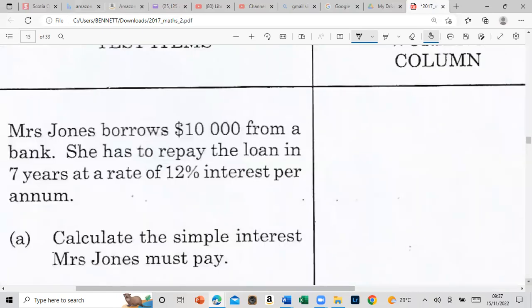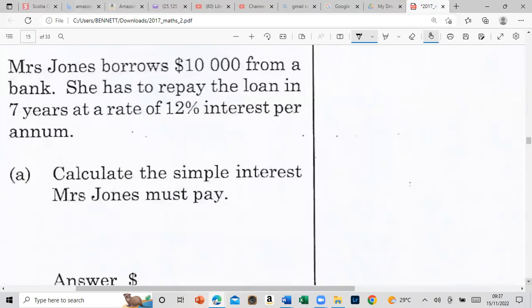Alright, so let's move on. It says Mrs. Jones borrows $10,000 from a bank. She also repaid the loan in 7 years at a rate of 20% interest per annum. Calculate the simple interest Mrs. Jones must pay. Now, simple interest, let us identify each. This is the principal. I've done this on my channel many times. This would be the rate, and this would be the time of the loan.